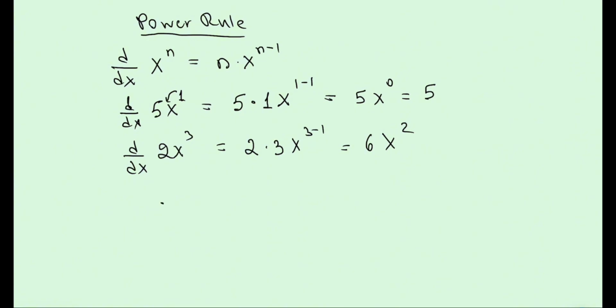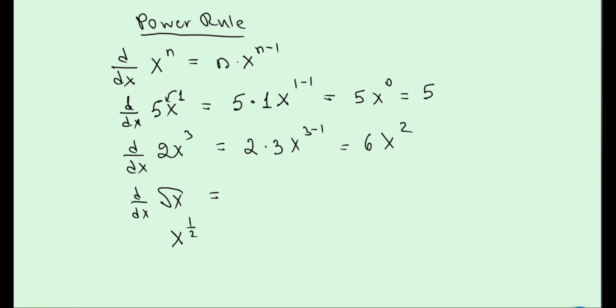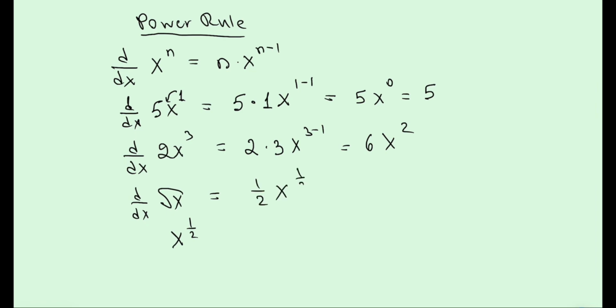Let's say we have the square root of x. Well, the square root of x means it's x raised to the power 1/2. It's better to raise the variable to a power so that it's easier to apply the power rule. We bring down the power and we subtract 1 from it. So we get 1/2 x to the negative 1/2. We could rewrite this as 1 over 2 times the square root of x, since x to the 1/2 power is the square root of x.